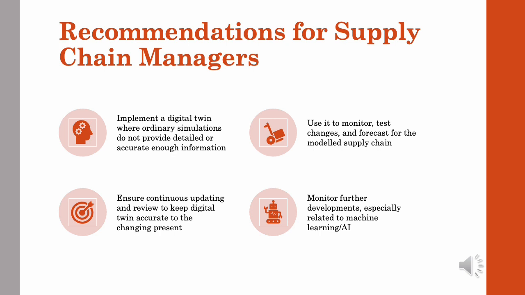We have several recommendations for supply chain managers with regards to digital supply chain twins. So first off, supply chain managers should implement a digital twin where ordinary simulations don't provide enough detailed or accurate information for their purposes. Supply chain managers can use it to monitor, test changes, and forecast for the modeled supply chain. However, they must ensure that they continuously update and review the digital twin so it stays accurate to the changing present and future. And of course, they need to monitor future developments within the field, especially as it relates to machine learning and AI and how that can be incorporated into digital supply chain twins.